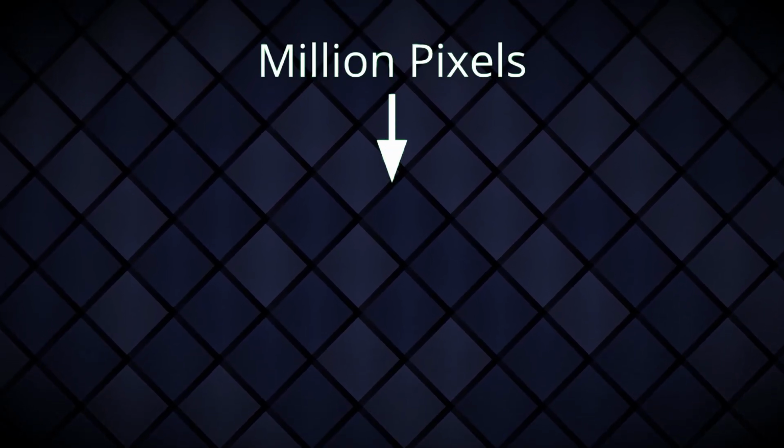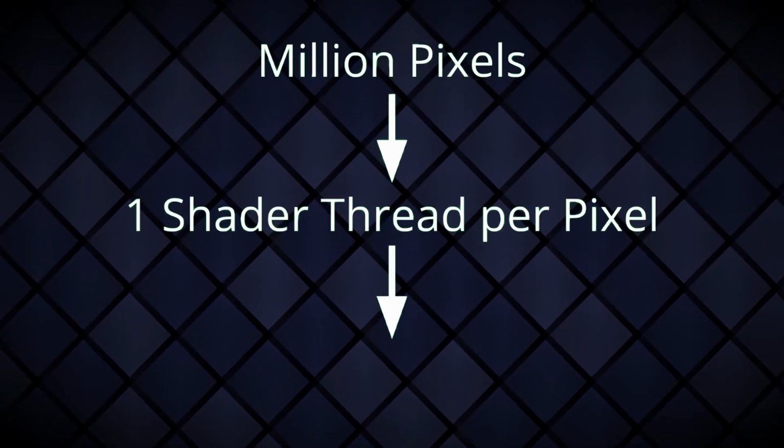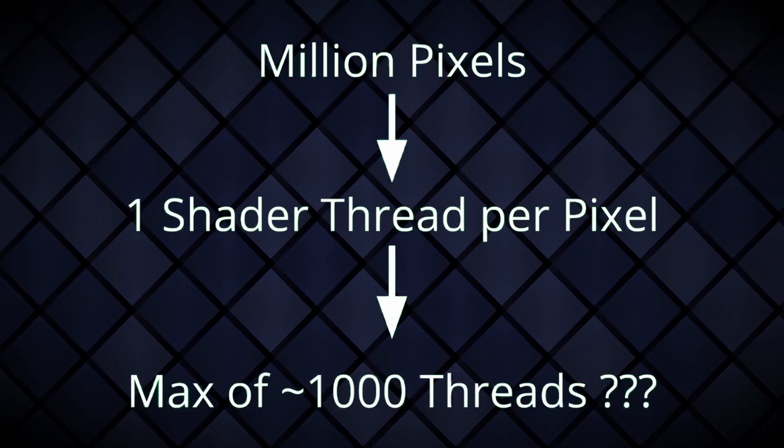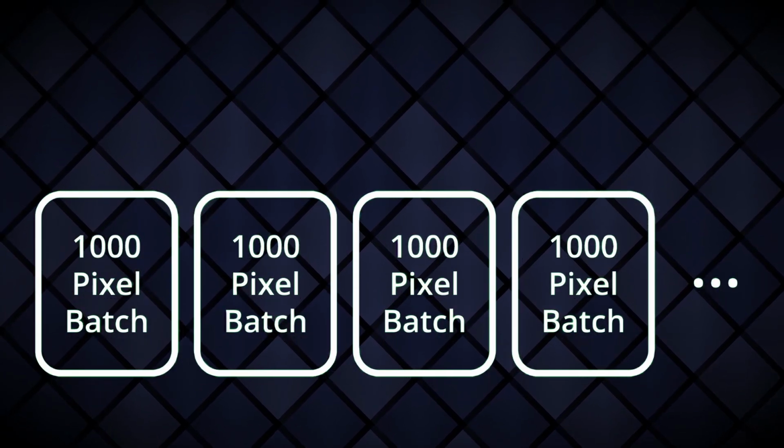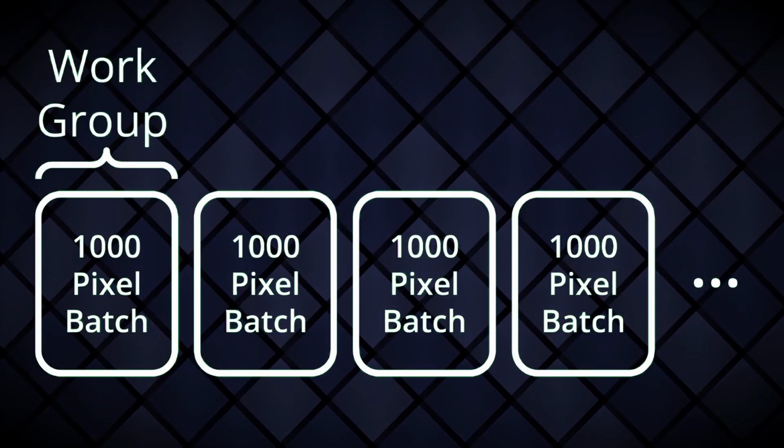Let's say you want to process an image with a million pixels in it, and you want your shader to run once for each pixel. Your GPU may only actually be able to process 1,000 different threads at a time, so you have to manually tell it how to split up the million pixels such that there's only 1,000 threads being run at any given time. Each of these collections are known as work groups.